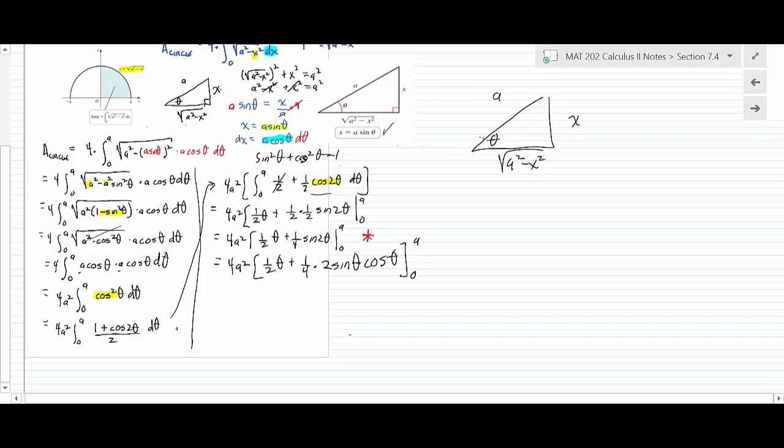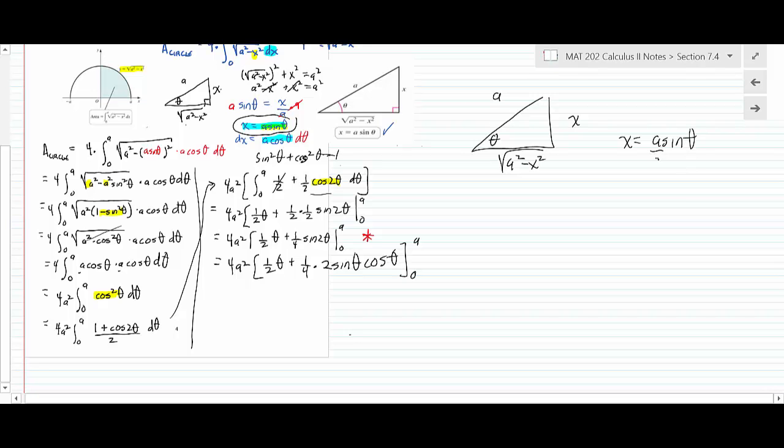Okay, now what we need to do is write this back in terms of x. I'm going to do that, then I'm going to evaluate my integral, and then it'll work out okay. So if you look at this trig substitution right here, where x is equal to a sine theta, I'm going to write that in terms of theta.